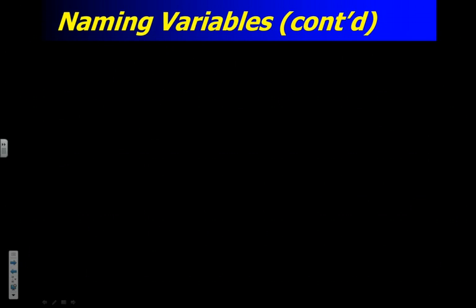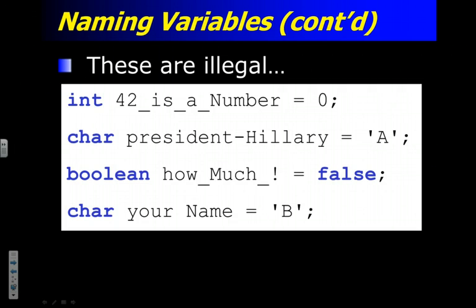These are illegal variable names. Can you tell me why? What's wrong with the first one? It starts with a number, right. That's not going to work. What's wrong with the second one? Right, the dash, an illegal character. Third one? The exclamation point, an illegal character. And the fourth one? Right.